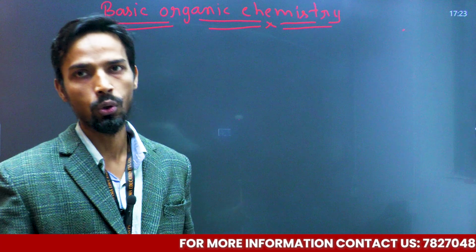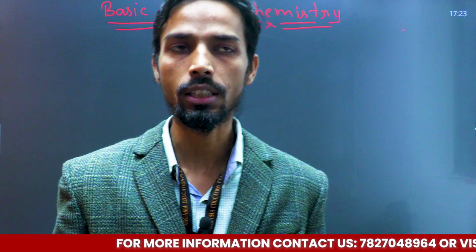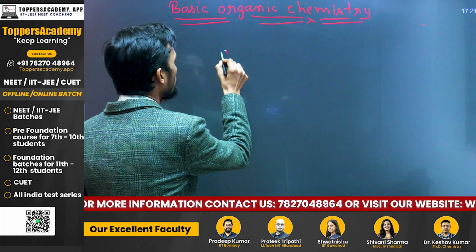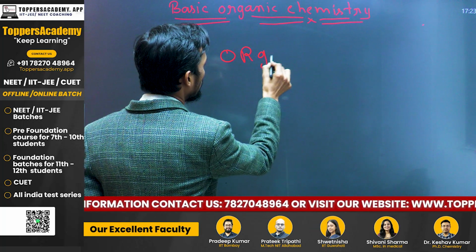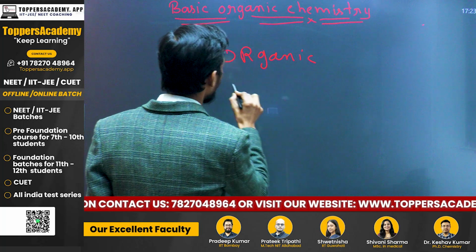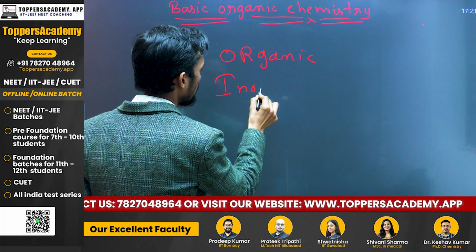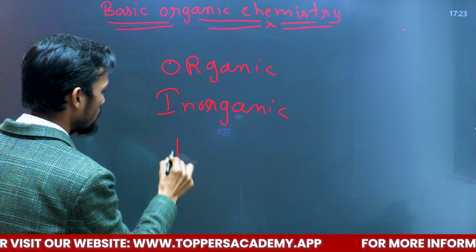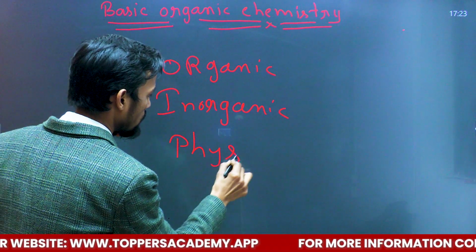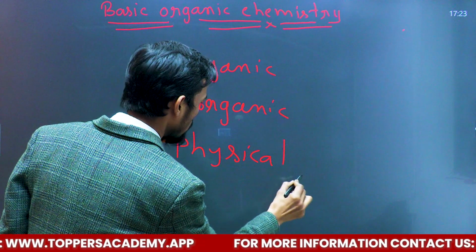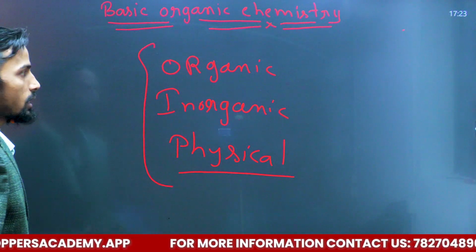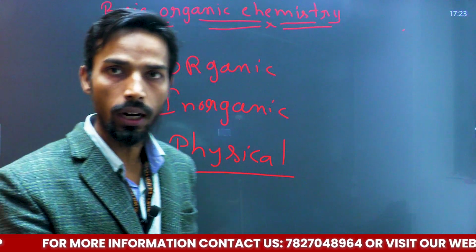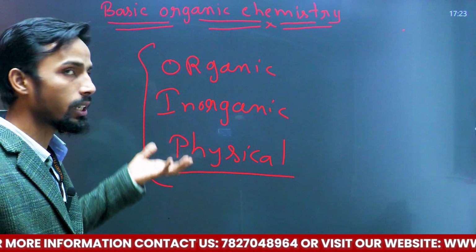As we know, our chemistry is subdivided into three units: organic, inorganic, and physical. Today we are going to discuss organic chemistry. But before reaching that, we have to know the basics of this.